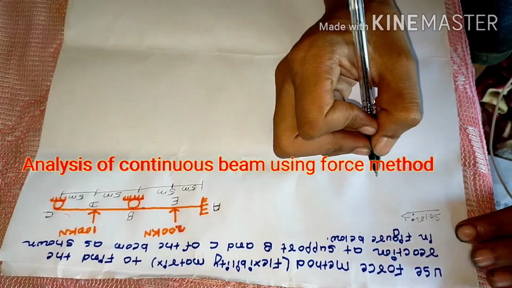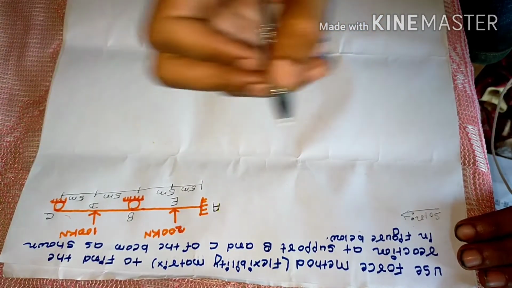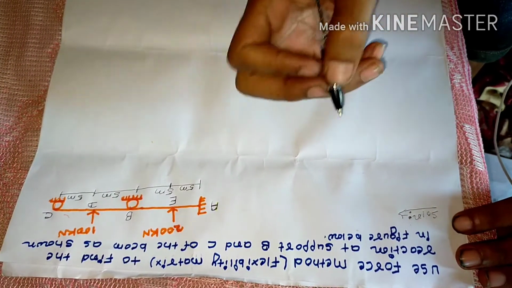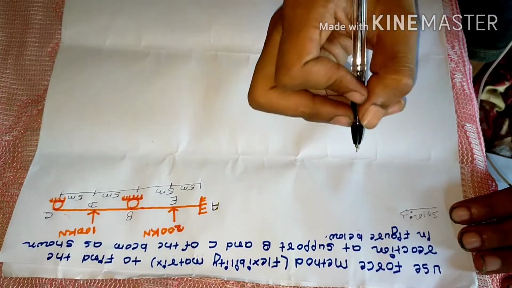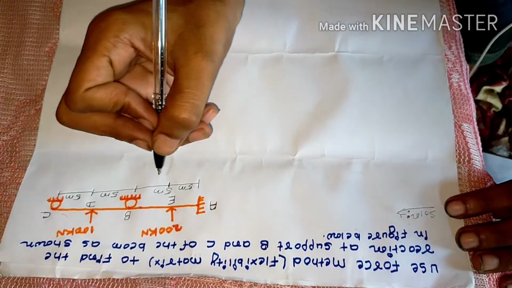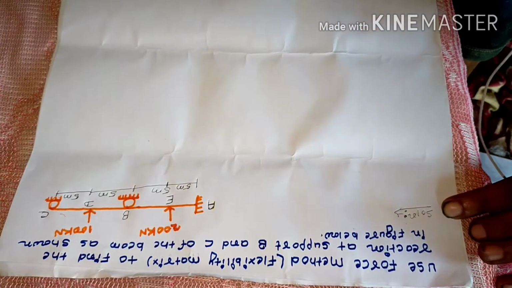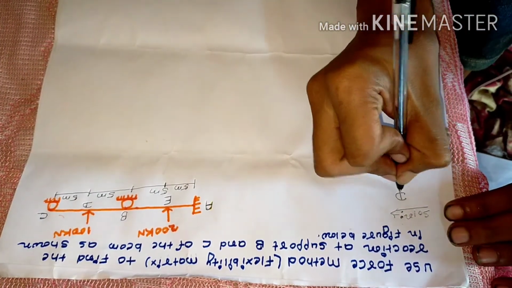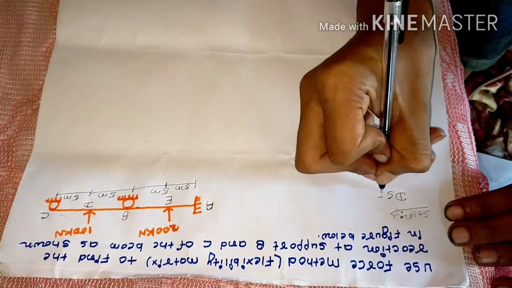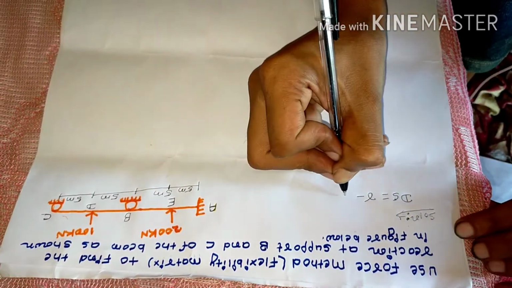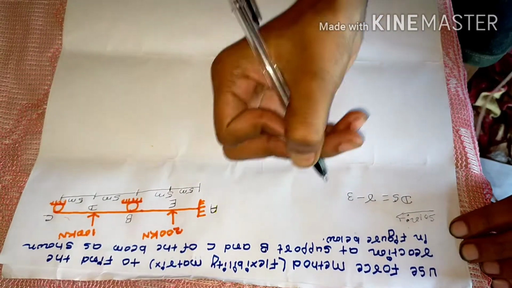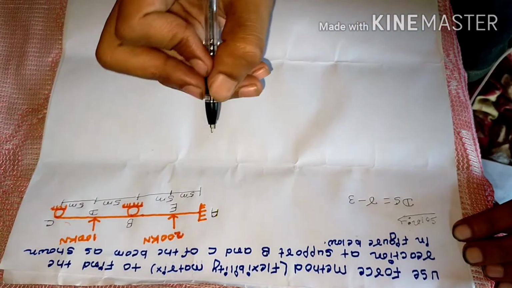Today we will discuss the continuous beam using the force method. So let's start the numerical. The very first step in the force method is the calculation of the degree of static indeterminacy. If Ds is the degree of static indeterminacy, we know Ds is equal to r minus 3, where r is the number of reactions.